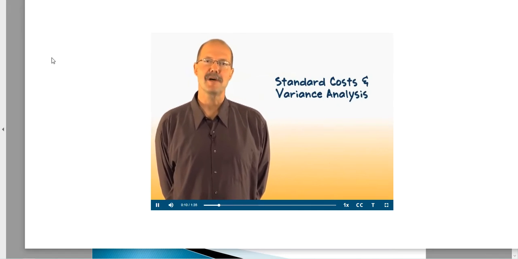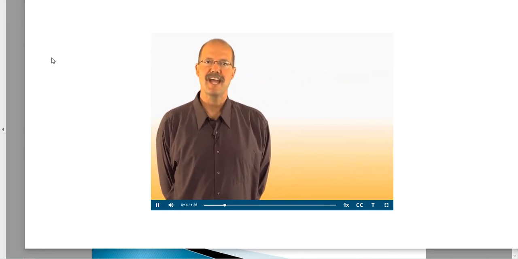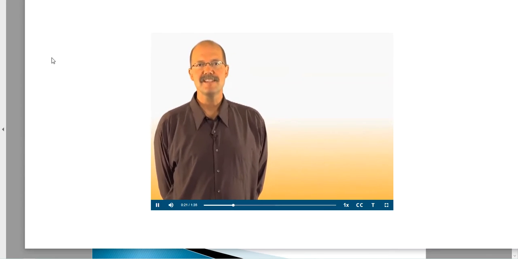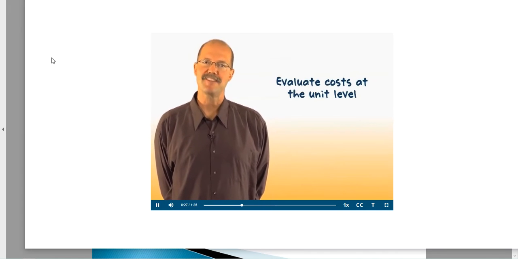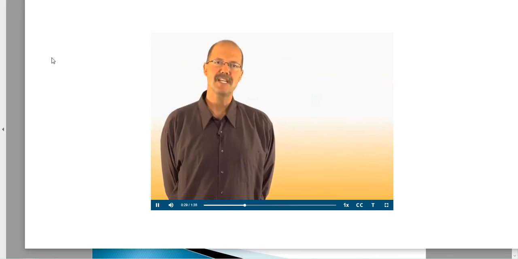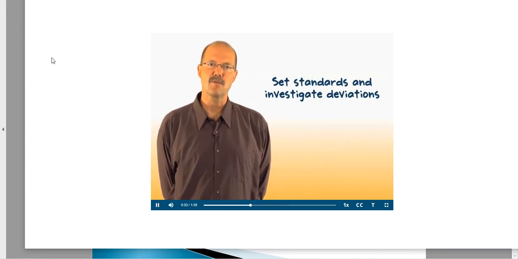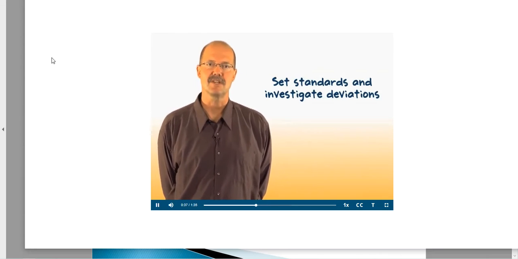How does this differ from budgetary control? The budget focuses on totals, that is, total sales, total materials, total labor costs, etc. This is useful, but to truly understand your operations, you need to evaluate your costs at the unit level. Companies frequently do this by setting standards for materials, labor, and overhead, and then investigating deviations from those standards.